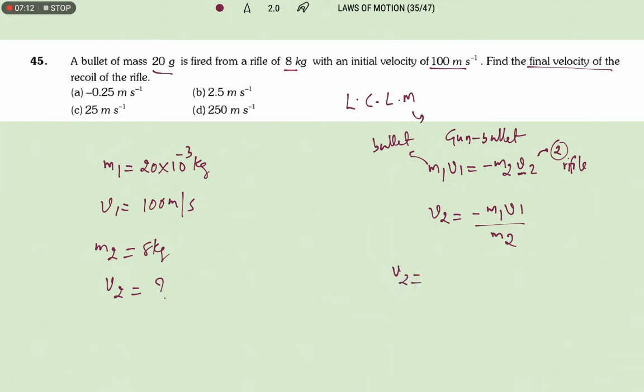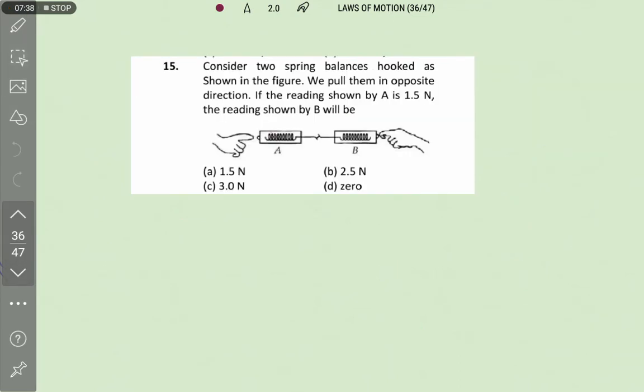So V2, what is M1? M1 is 20 into 10 power of minus 3 and V1 is 100. M2 is 8. So here minus 2 by 8, that is minus 1 by 4, minus 0.25 meter per second is the velocity of the rifle. The next one.